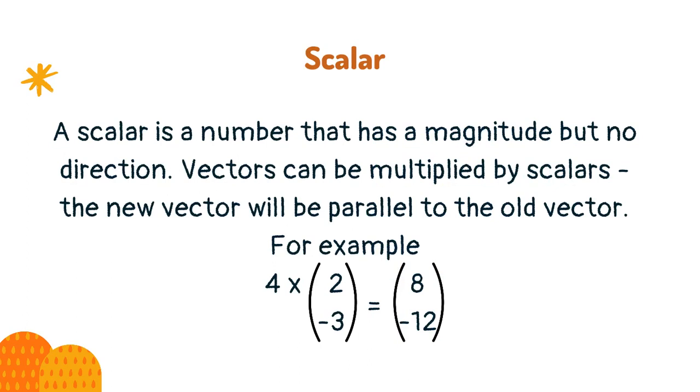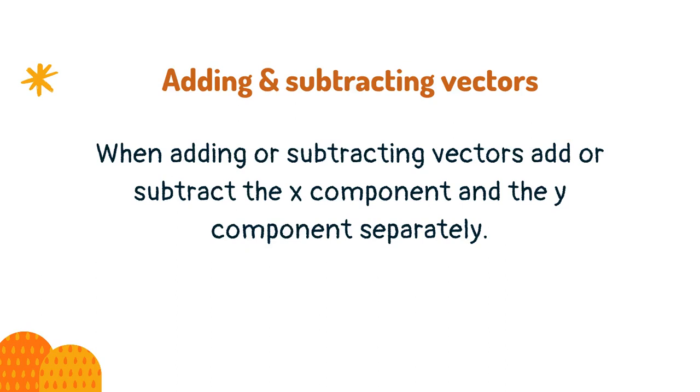A scalar is a number that has a magnitude but no direction. Vectors can be multiplied by scalars. The new vector will be parallel to the old vector. When adding or subtracting vectors, the sum of the vectors is called the resultant vector. When adding vectors, it doesn't matter which vector you do first, but when subtracting, the order is important.